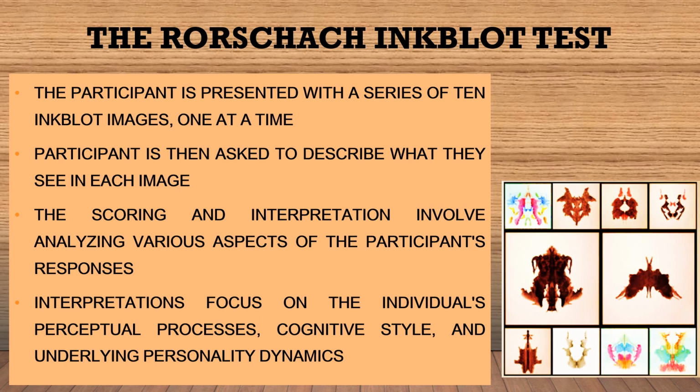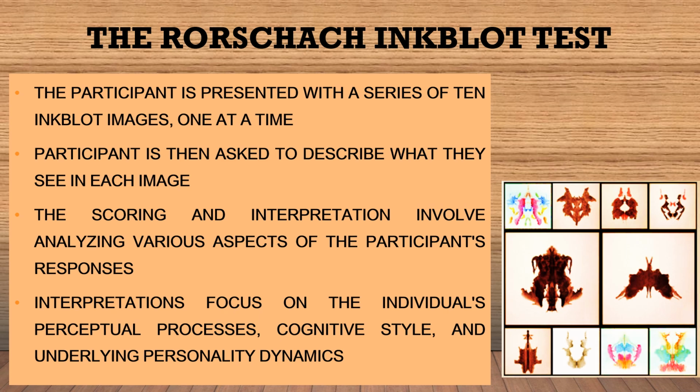The Rorschach Inkblot test. During a Rorschach test session, the participant is presented with a series of 10 inkblot images, one at a time. The participant is then asked to describe what they see in each image. The responses can include perceptions of objects, animals, people, or abstract forms. The examiner may ask follow-up questions to explore the participant's reasoning or ask for additional details.